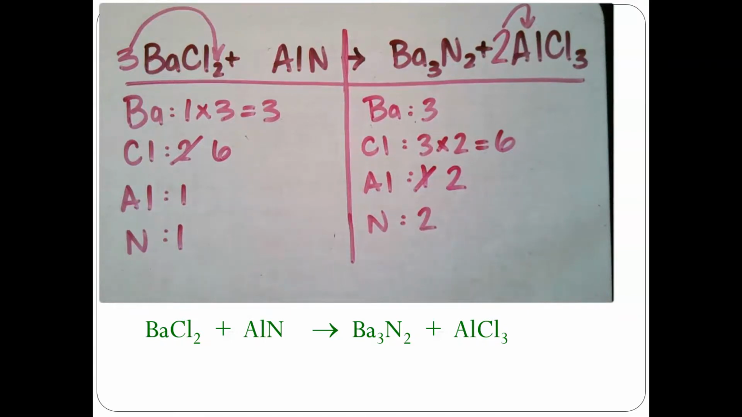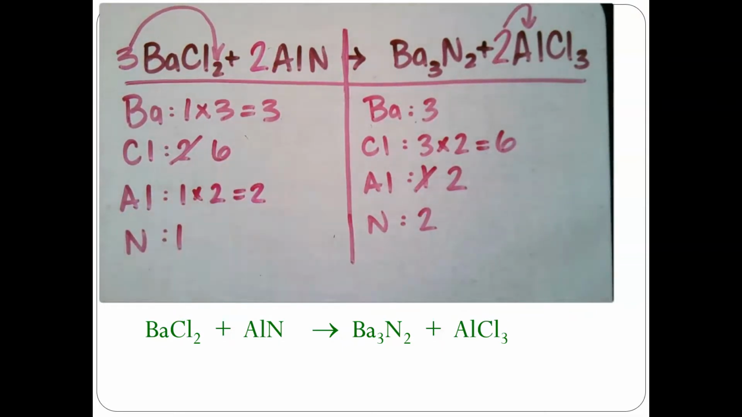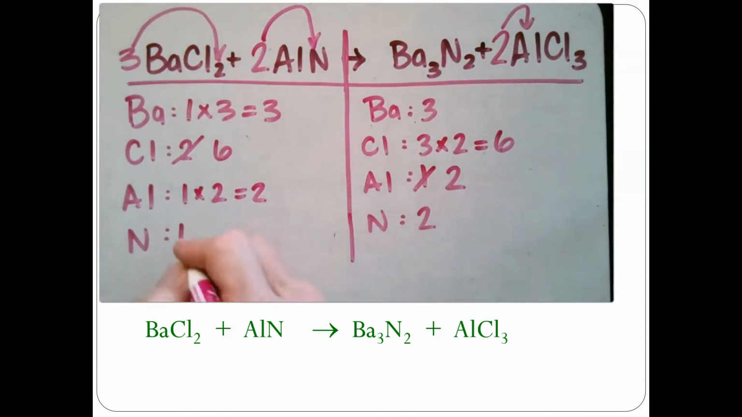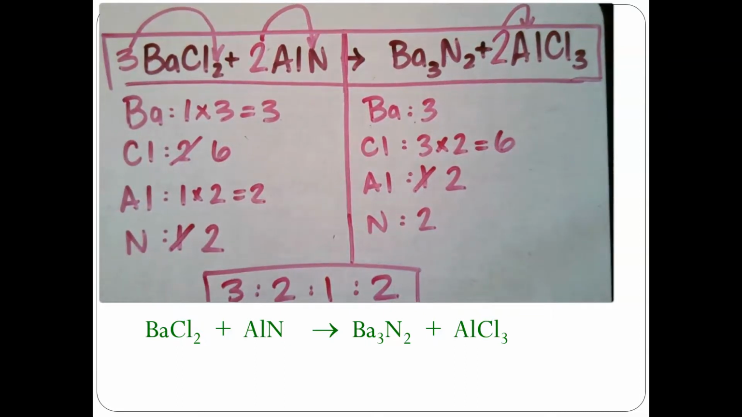Now I come over to the left. I want to fix aluminum. Put my coefficient of 2 here in front of aluminum. Times 2 gives me 2. Has a side effect. It also applies to nitrogen. Nitrogen becomes 2 and boom, solved. So my ratio here would be 3, 2, 1, 2. My answer would be 3 barium chloride plus 2 aluminum nitride yields barium nitride plus 2 aluminum chlorides.